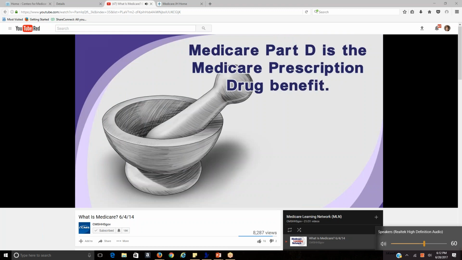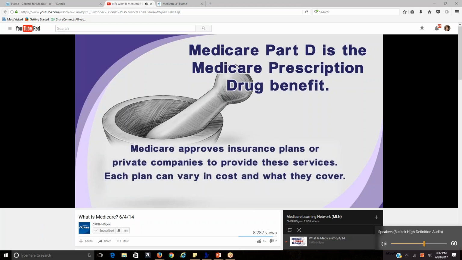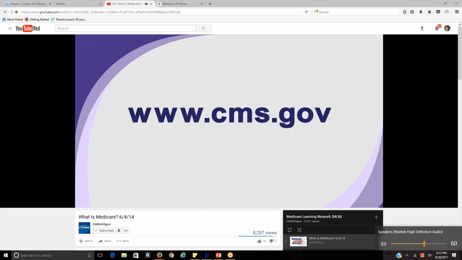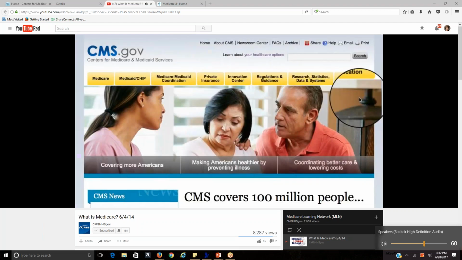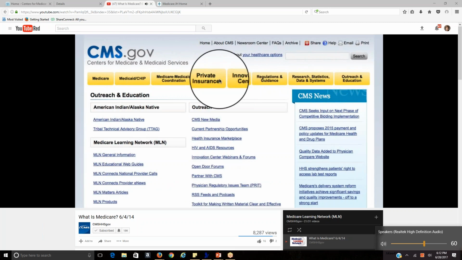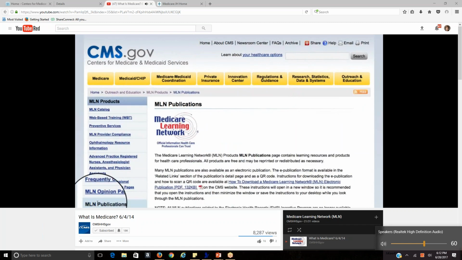Medicare Part D is the Medicare prescription drug benefit. Beneficiaries may choose to enroll in one of these plans since they cover a variety of drugs that Original Medicare does not. Medicare approves insurance plans or private companies to provide these services. Each plan can vary in cost and what they cover. This concludes our high-level introduction to Medicare. We hope you found this helpful. If you want to learn more, please visit the Medicare Learning Network at cms.gov, click on Outreach and Education, and once there, click on MLN Publications.